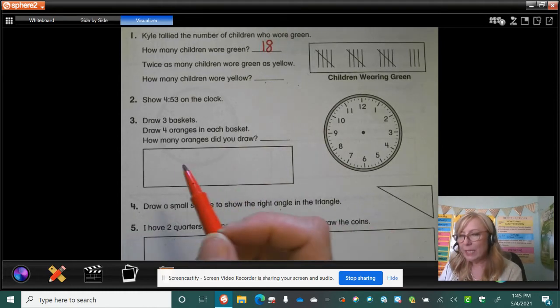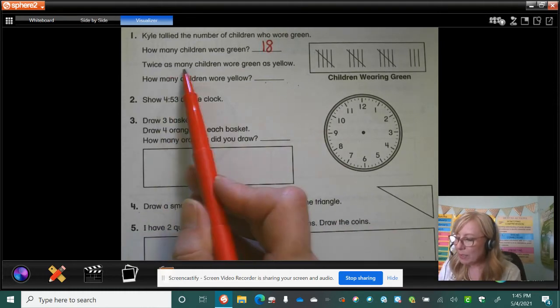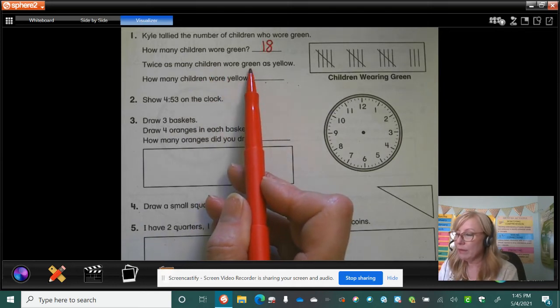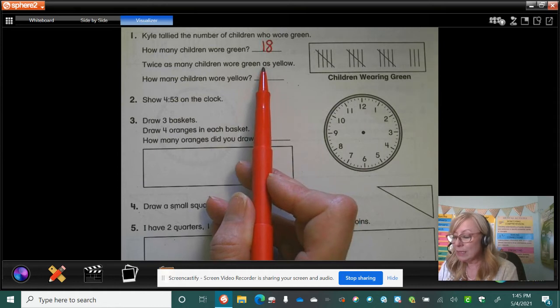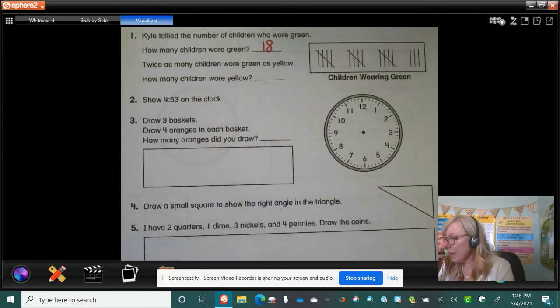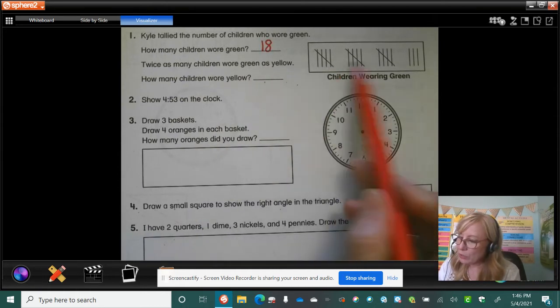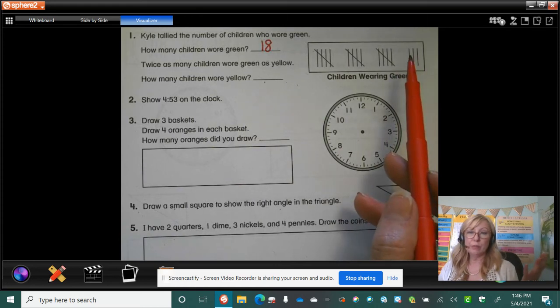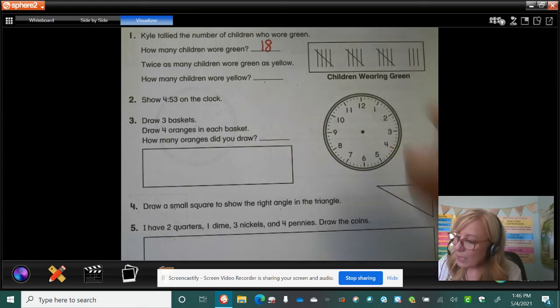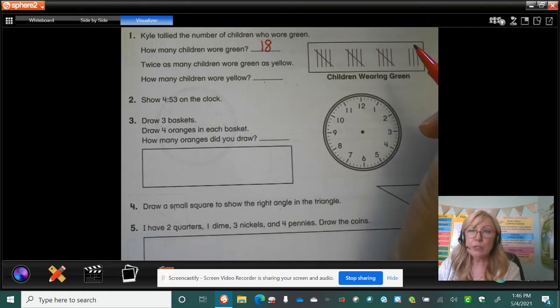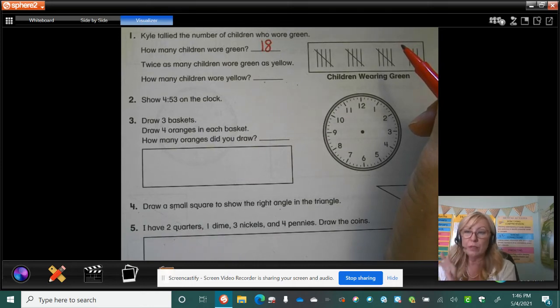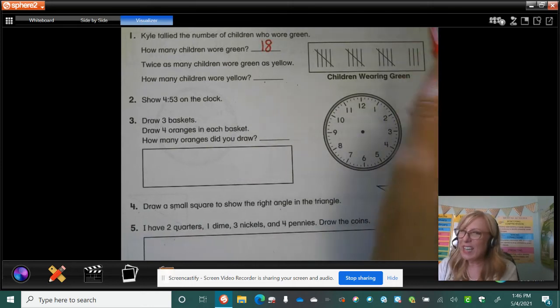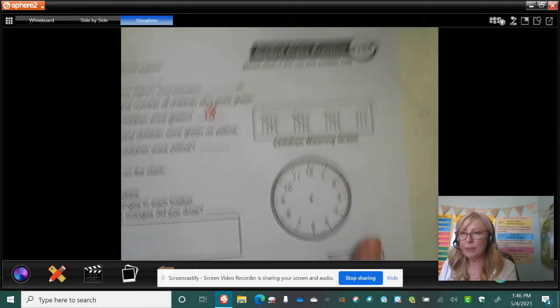So I'm thinking if there's twice as many children that wore green, that means more children wore green and twice as many as yellow. That means I need to split up these green shirts into 2 groups. So I need to split 18 into 2 separate groups. Then I'll know half of that 18, which is one of those groups, is yellow. So that's kind of confusing. Let me draw it out for you.